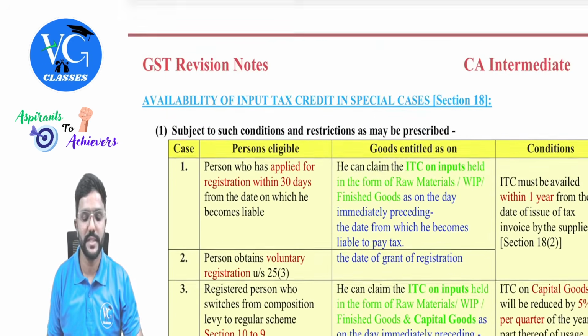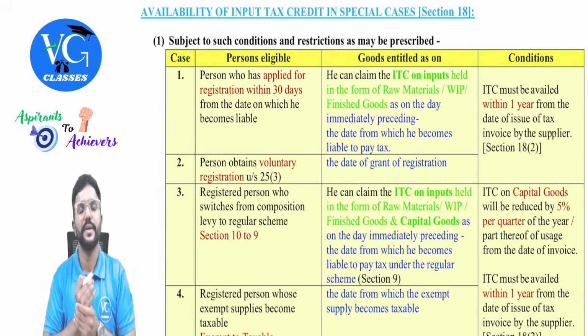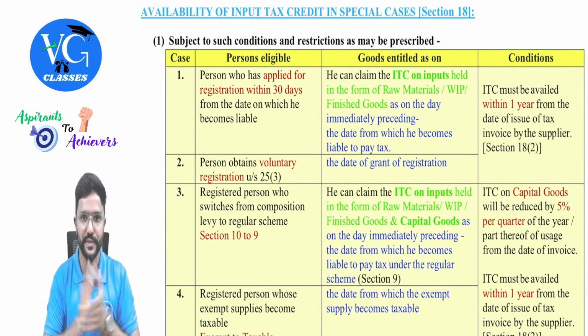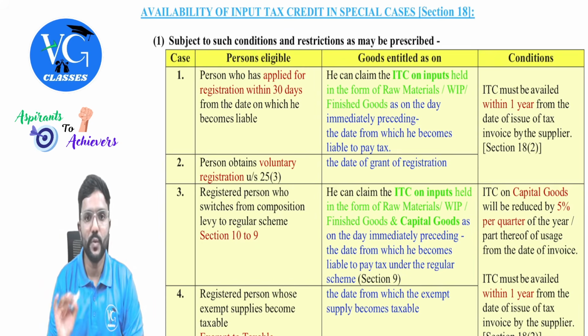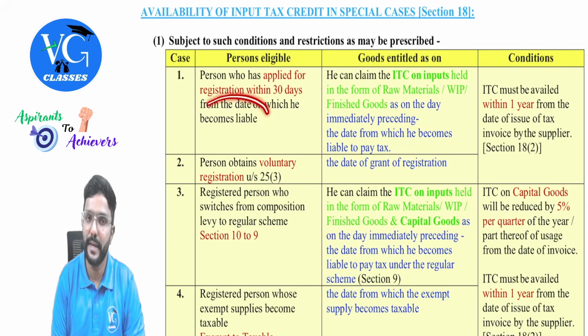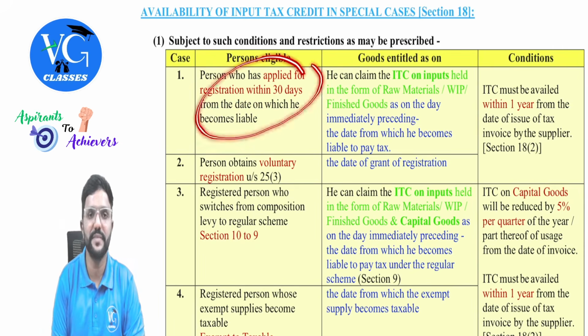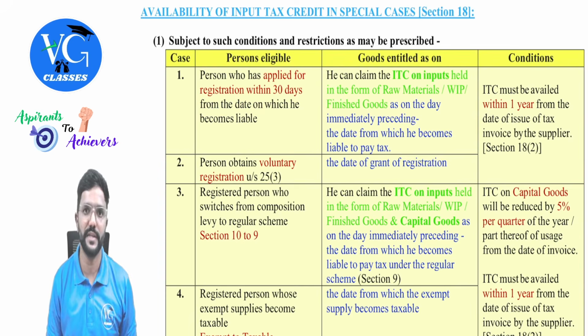Now we will move towards section 18, guys, which talks about the credit in special cases. Credit in special cases. So what is it? Section 18 subsection 1, there are 4 cases here. A person who has applied for registration within 30 days from the date on which he became liable. This provision is given in section 25. Whenever a person is liable, he needs to apply for registration within 30 days.